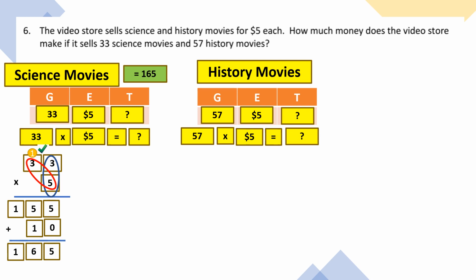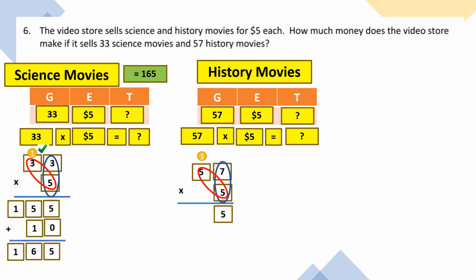Now let's go ahead and write our equation vertically so that we can use the standard algorithm to solve. So we have 57 times 5. And we're going to start by multiplying 5 times 7. Well, 5 times 7 is 35. So we're going to write our 5 in the ones place and carry our 3 over the tens place.